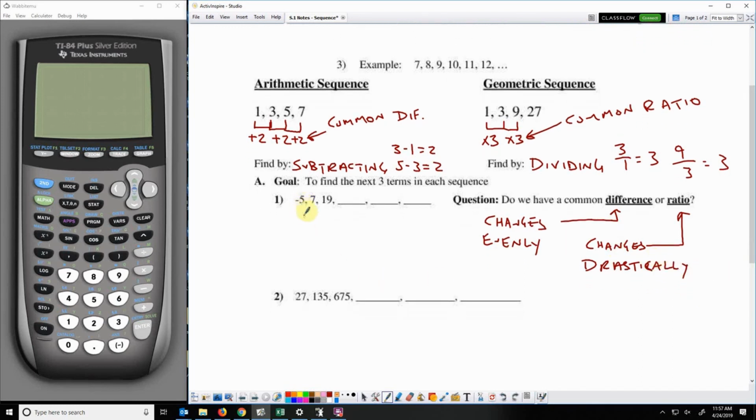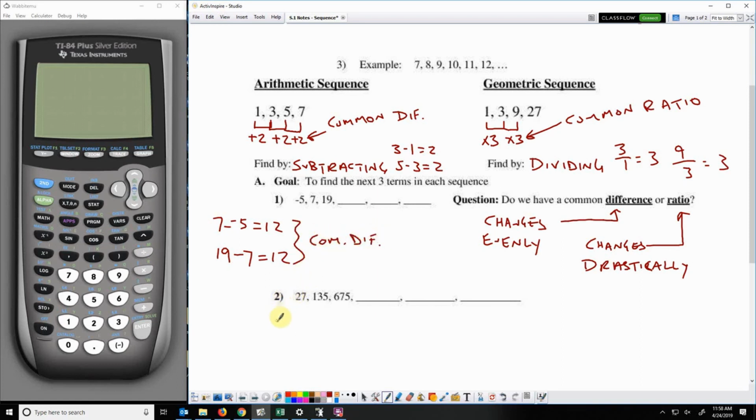Okay, so -5, 7, 19, it doesn't look like very drastic changes. I'm going to check for a common difference. So 7 minus -5. 7 minus -5 is 7 plus 5, and that is 12. Then I'm going to check the next set of numbers. Now 19 minus 7. That's also 12. So that means 12 is the common difference.